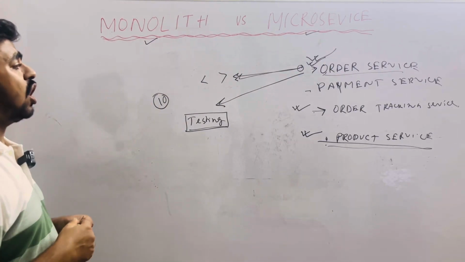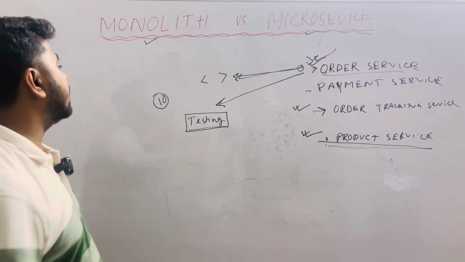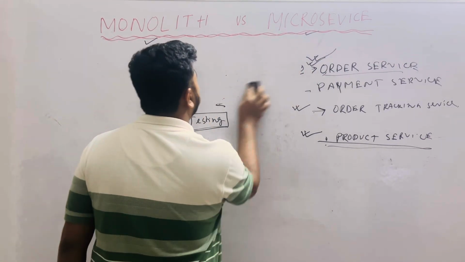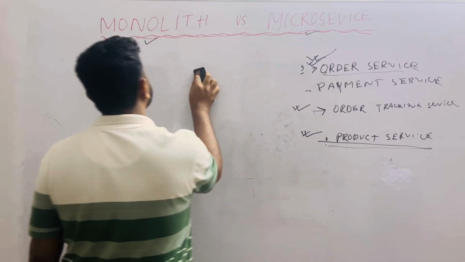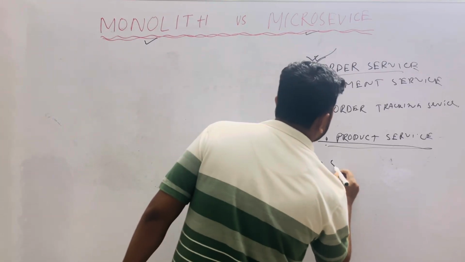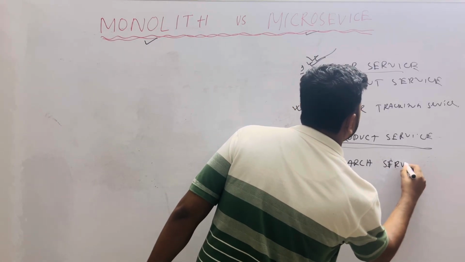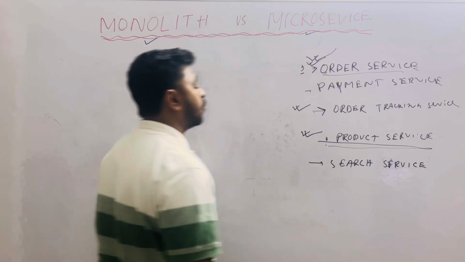So there are a lot of benefits of using microservices like this, and the best benefit is scalability. What do you mean by scalability? In Flipkart, another thing is the search service. What will happen in this search service? It will help you to search your product from the product directory.